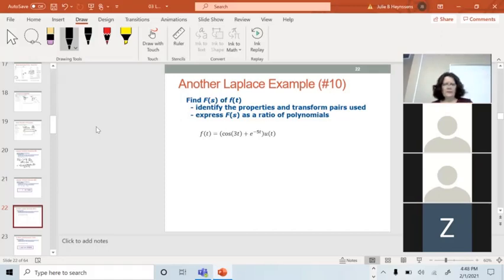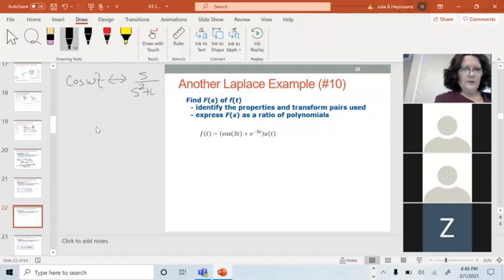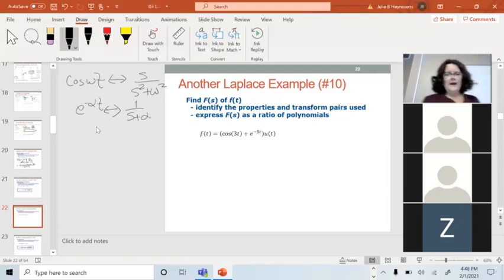So we've got another example here. We've got f of t equals cosine 3t plus e to the minus 5t. I look at my table and cosine of omega t is going to transform to s over s squared plus omega squared. And e to the minus alpha t is going to be 1 over s plus alpha. But I don't have anything that has cosine times u of t.